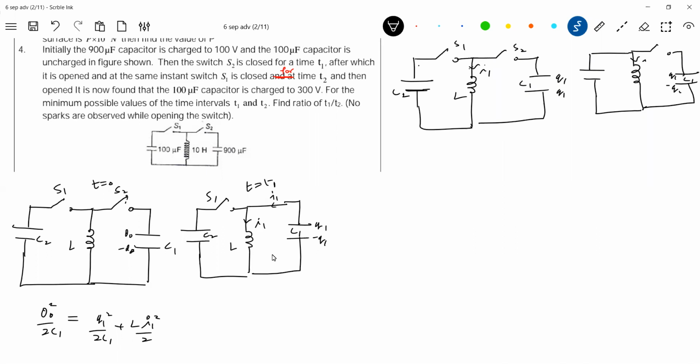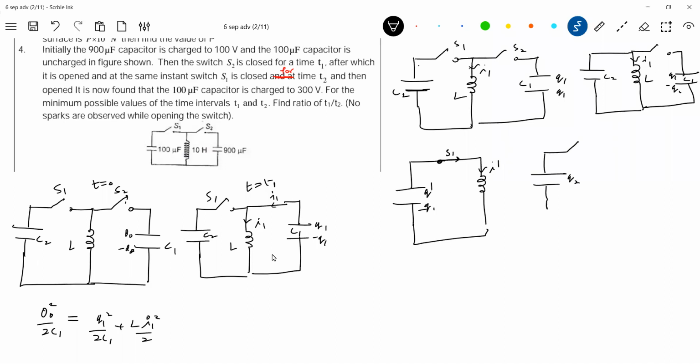So here, what was the current? I1 was flowing and there was no charge. Now, for what interval of time? For T2 interval of time, this is being closed. So here it will have some charge, say Q dash, minus Q dash. Here current I dash will flow. Finally, when the charge has become Q2, minus Q2, let me call that I2. I think this is the sequence.